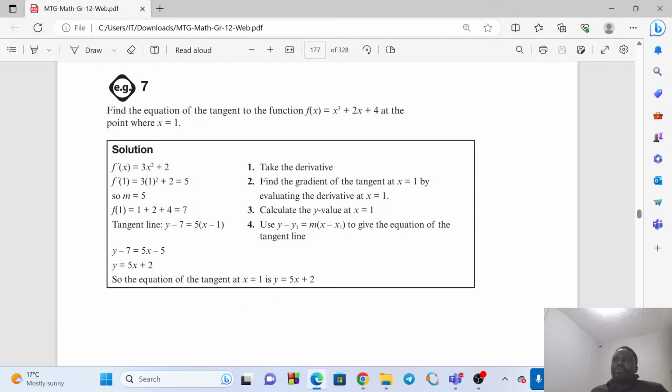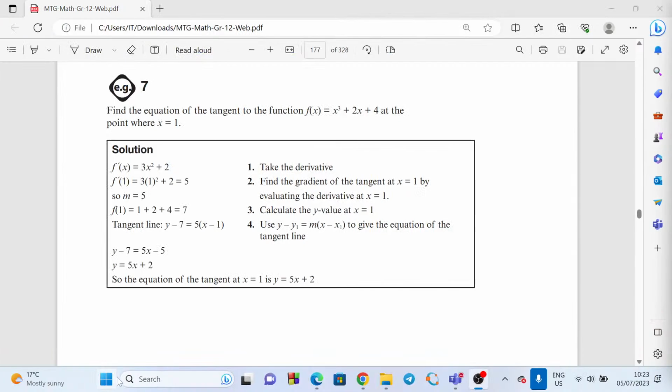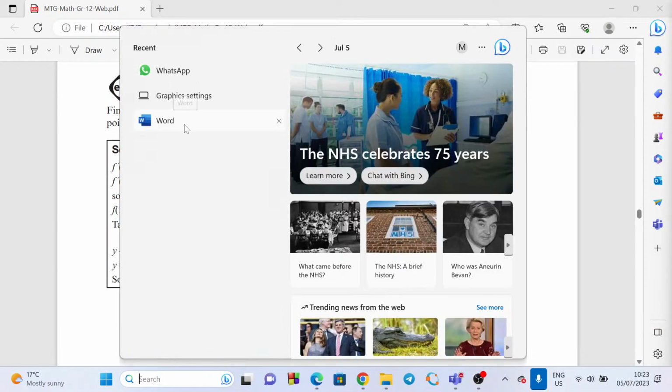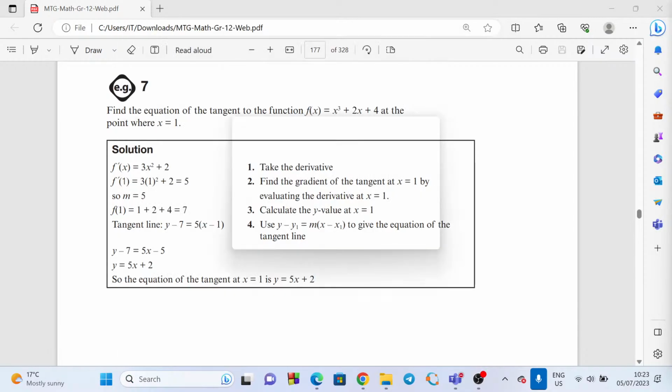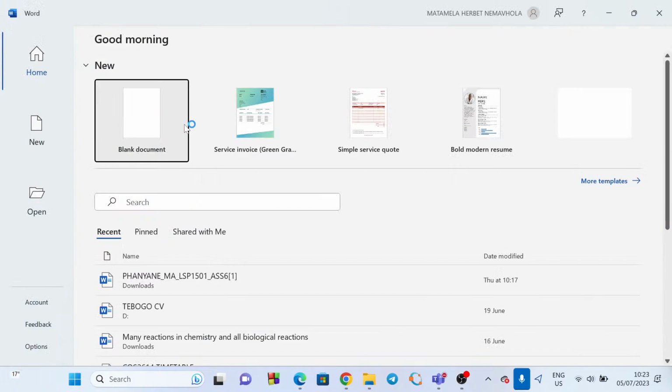So now we are going to do it properly. Let's just go straight to the board. We're going to do it on the board. I'm going to open my board here. I'm going to start with that example, then we're going to do more of those examples.